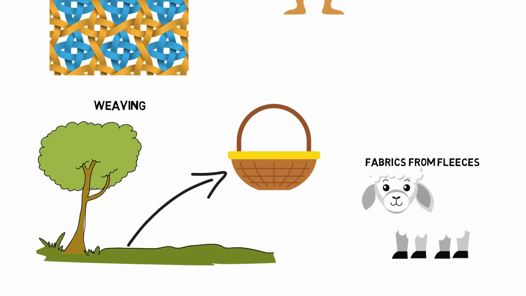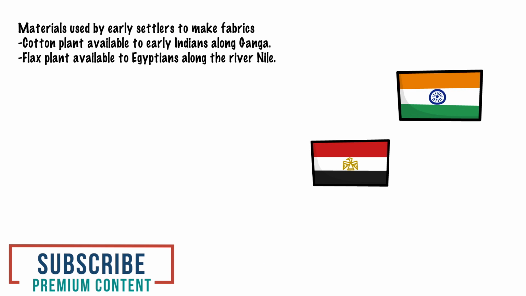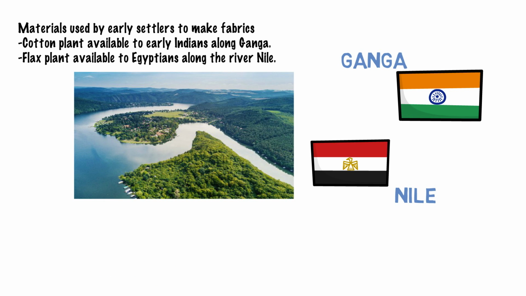Understandably, natural fibers could have only been used in earlier times, as technology to make synthetic fibers a reality came much later, as recently as about 100 years ago. Early Indians made use of cotton growing in abundance along the Ganga River to make fabric. In Egypt, flax plant was used to make fabrics. You must notice here how availability of a certain material paves the way for people's choices.